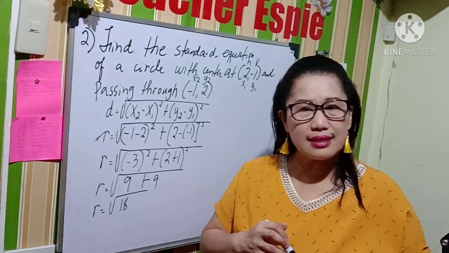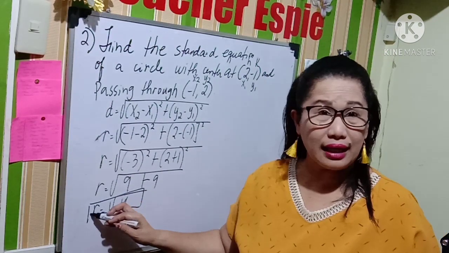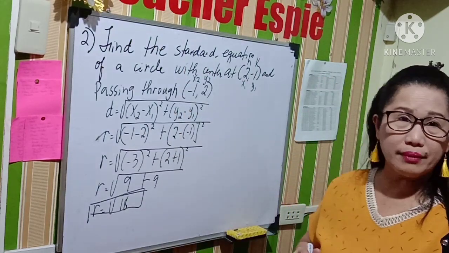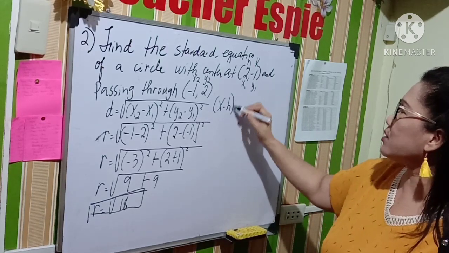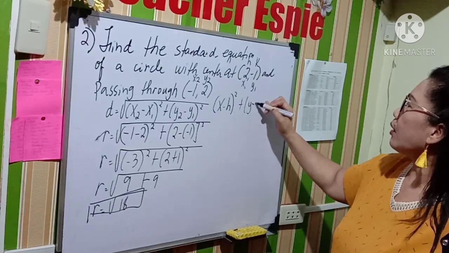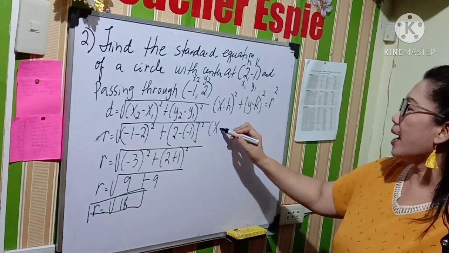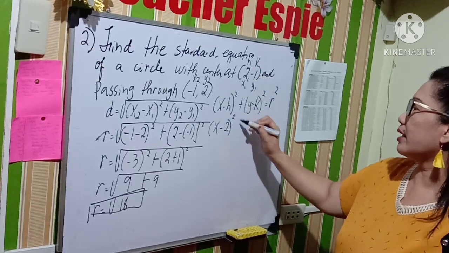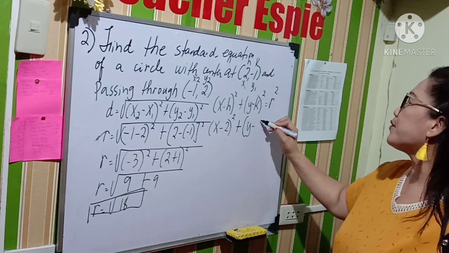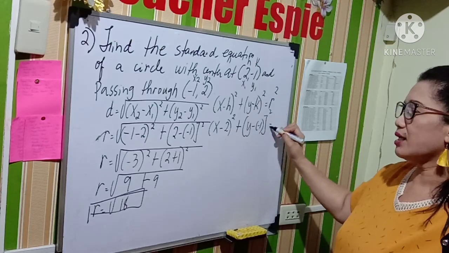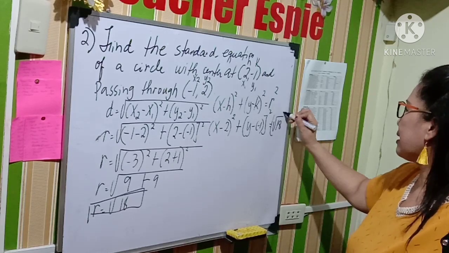We know that the square root of 18 is not a perfect square. It's not a perfect root. So we just leave it as is, and that will be our radius. So you have already your radius. You go back again to your problem. Your center is at (h, k). So we know the standard equation is (x minus h) squared plus (y minus k) squared is equal to r squared. So let's substitute: x minus h, which is 2, squared, plus y minus k, where k is negative 1, so minus negative 1, squared, equals your radius, which is the square root of 18, so the square root of 18 squared.